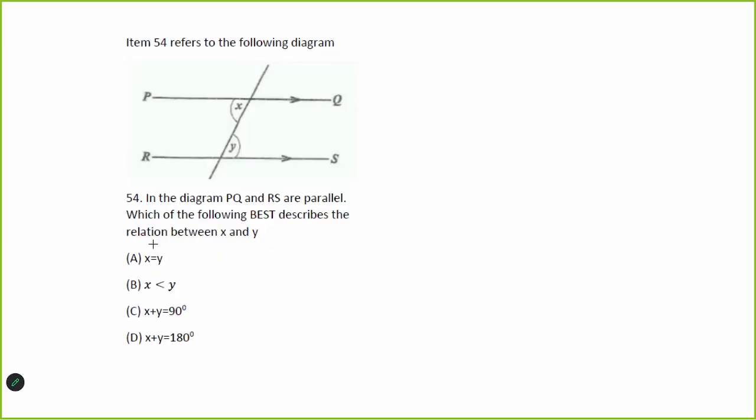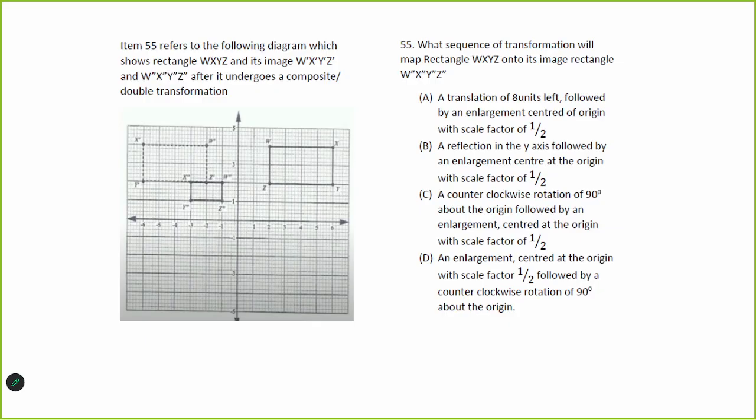This one here, X is equal to Y. Repeated question. This one here, item 55 refers to the following diagram, which shows WXYZ and its image W'X'Y'Z', and the second image W''X''Y''Z'' after it undergoes a composite or double transformation. What is the sequence of transformation? So this is WXYZ and it goes here.